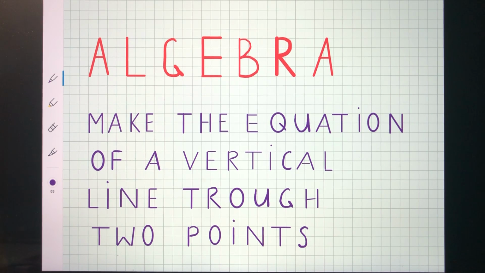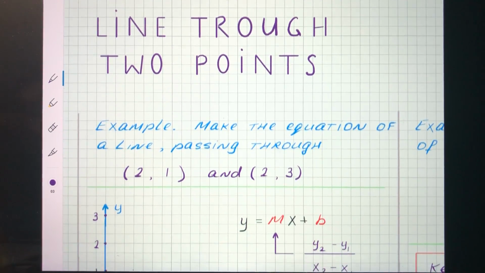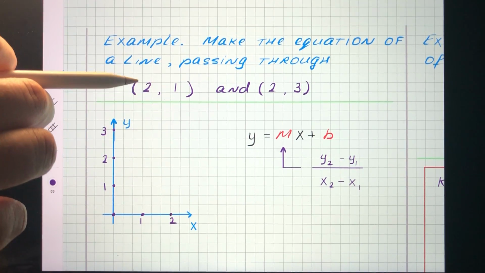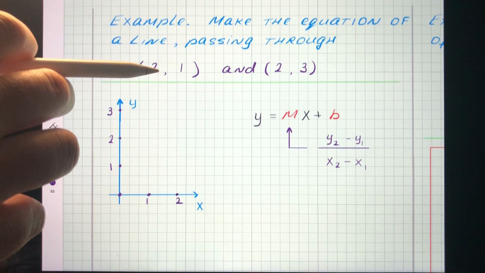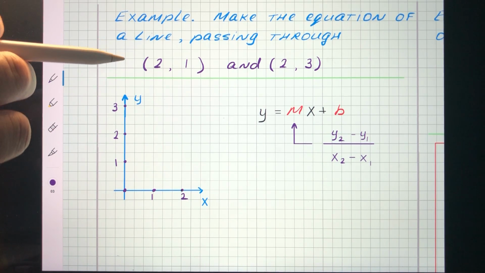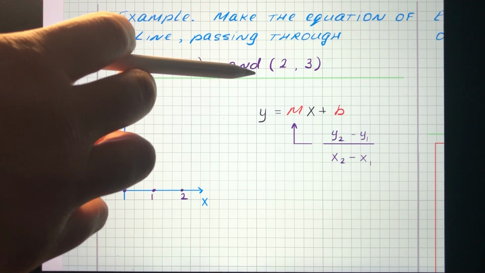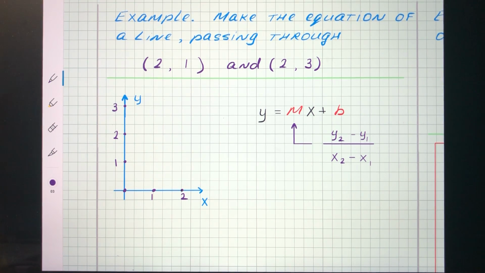Hello and welcome. In this video, let's make the equation of a vertical line through 2 points. Suppose we are given 2 points, (2, 1) and (2, 3), and we are asked to make the equation of a line that passes through these 2 points. Right away we notice that the 2 points are different, but the first coordinates are exactly the same.